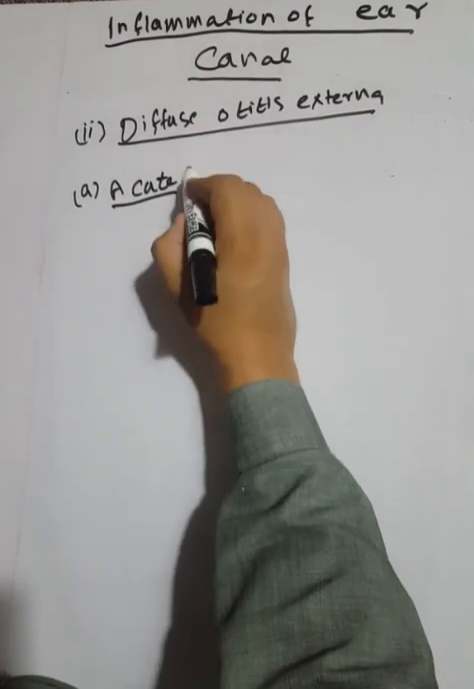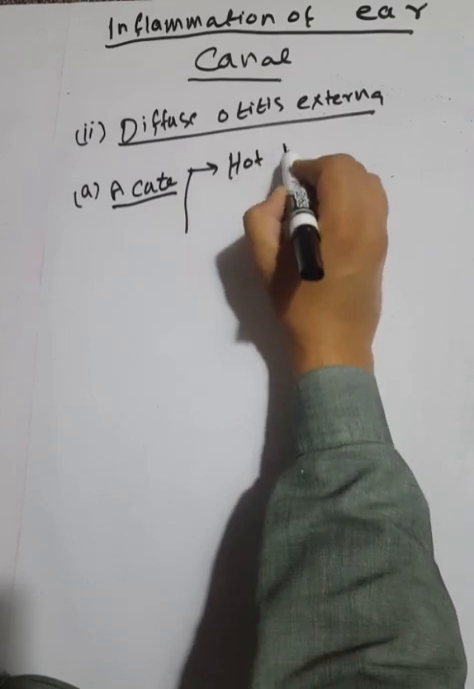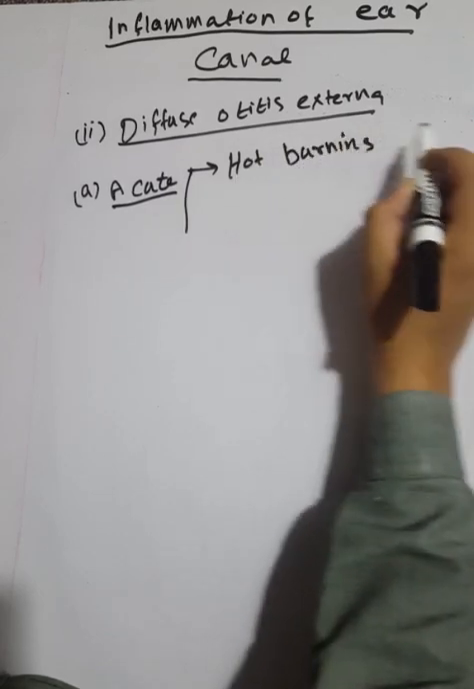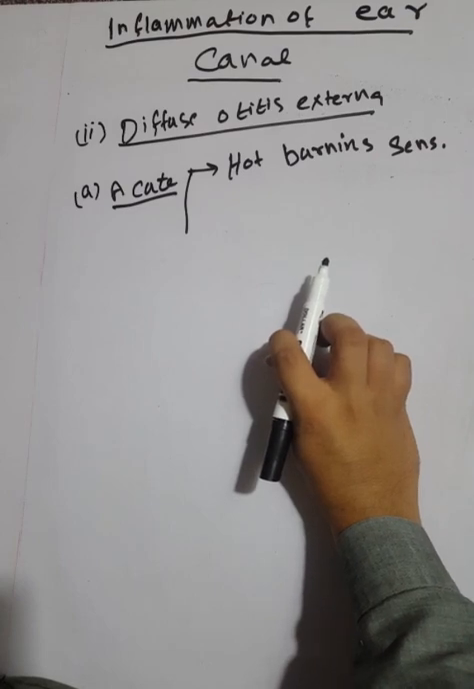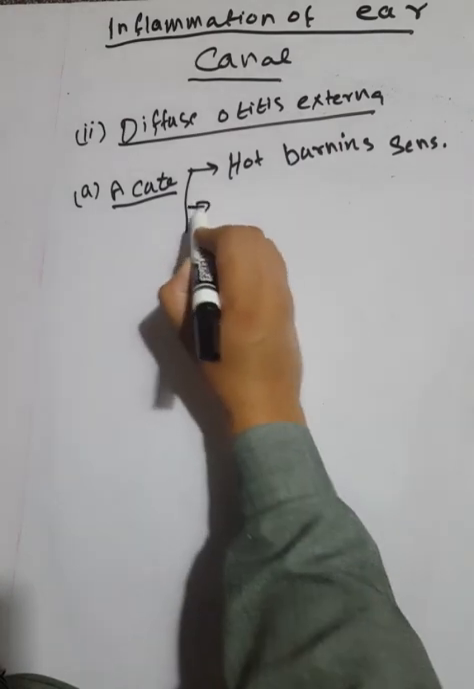Diffuse otitis externa can be divided into two phases on the basis of chronicity. The first is the acute phase. The acute phase is characterized by a hot burning sensation in the ear, followed by pain which is aggravated by movements of the jaw.